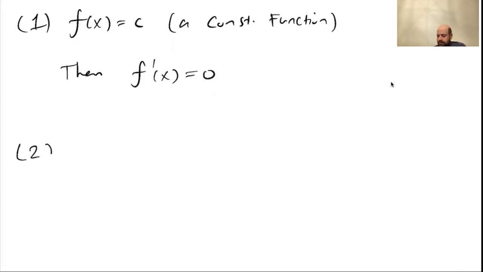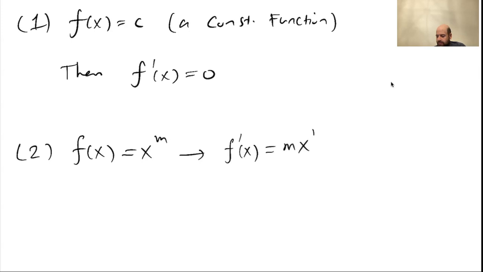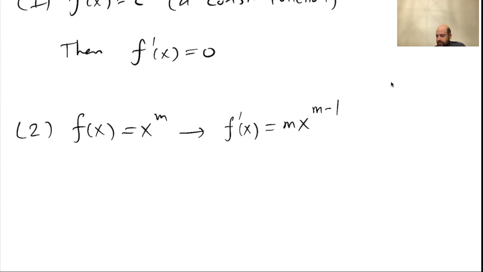Now the second rule we want to look at: if you have a function of the formula f of x equals x to power m, then the derivative of this function will be of the form m x to power m minus 1. For now, let's assume m is a natural number, like 1, 2, 3, and so on. Later we will generalize this to any real number m. This rule is valid for any real number m, but the proof for any real number m we can do later. For now, we'll do the proof for natural number m.